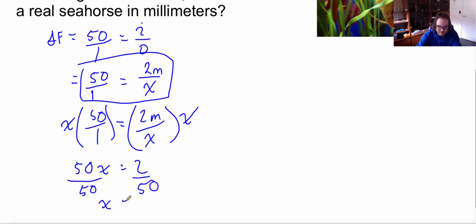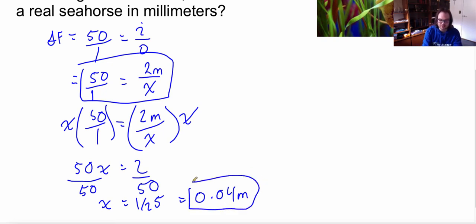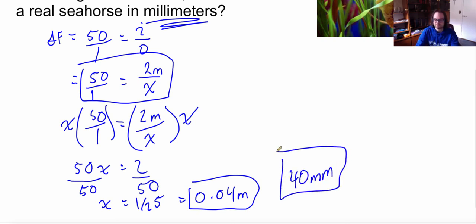So I get x is equal to 1 over 25, which is the equivalent of 0.04 meters. So we did ours in meters here, and it wants my answer in millimeters. So I'm going to have to move the decimal over 3 times. So this is equal to 40 millimeters, because it's the same as 4 centimeters.